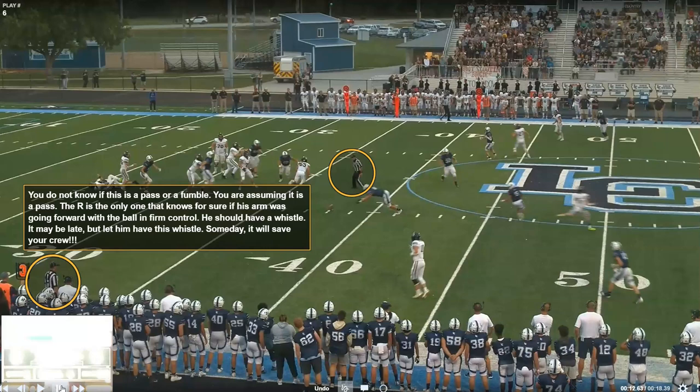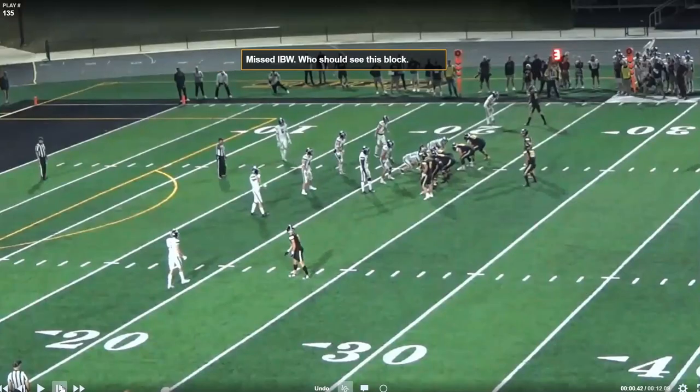All right, so learn from this one. Only the referee makes this an incomplete pass anytime that quarterback's getting hit. Great one to talk about as a crew.